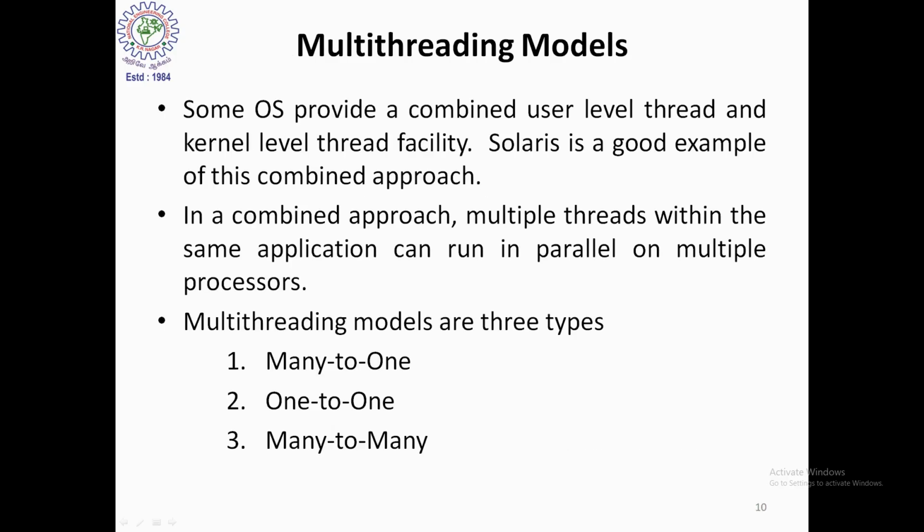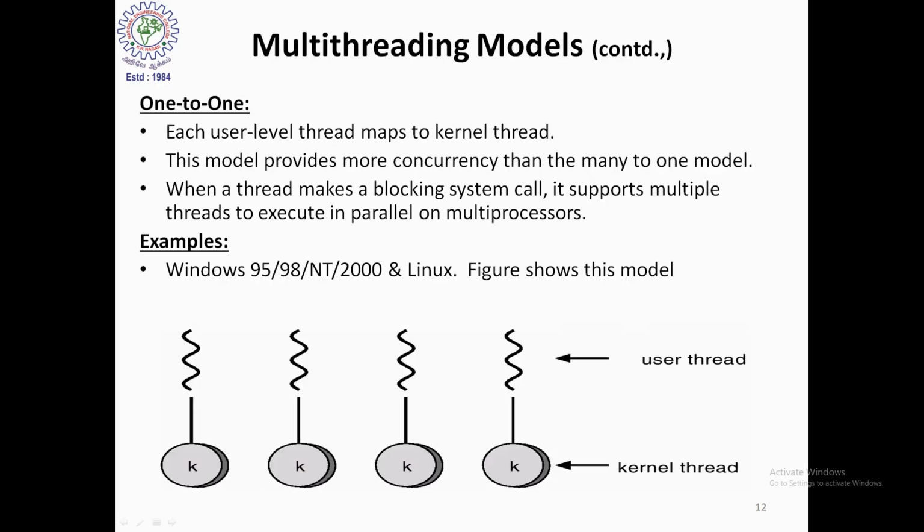For that purpose, we have three different models in multi-threading: the many-to-one model, the one-to-one model, and the many-to-many model. With these three approaches we can have good communication, that is, the way the user level thread communicates with the kernel level thread. It is based only on these three multi-threading models. We will see one by one the pros and cons of these three approaches.